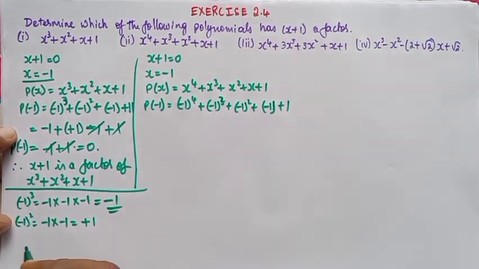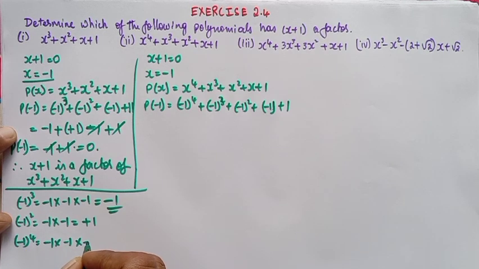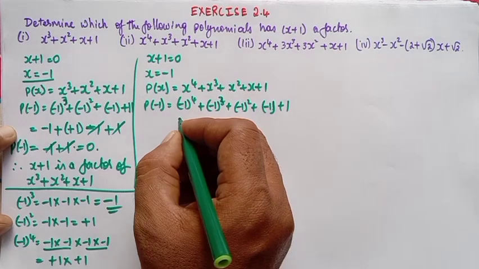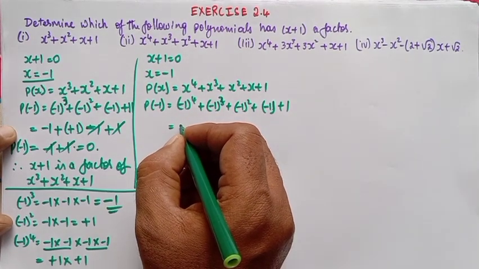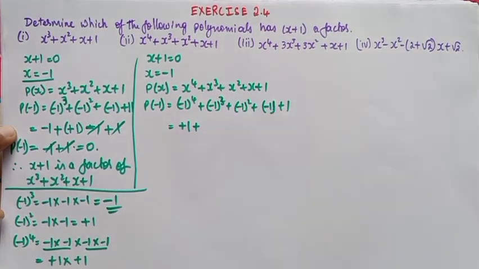So minus 1 whole to the power of 4 is equal to minus 1 into minus 1 into minus 1 into minus 1. So by multiplying this, minus into minus is plus, 1 into minus 1 into minus 1 is plus 1. So the answer is plus 1. So we can substitute this here, plus 1. Plus of minus 1 whole cube.